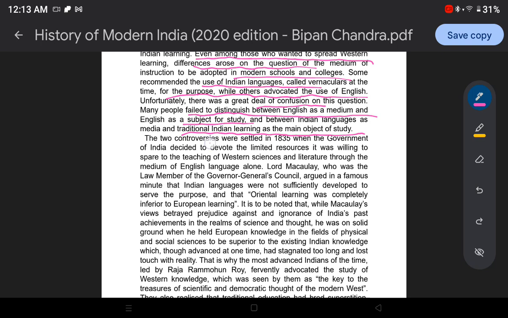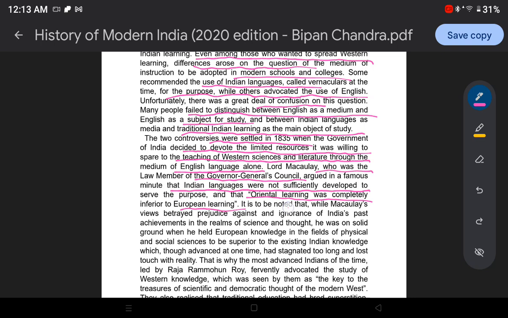The two controversies were settled in 1835 when the government of India decided to devote the limited resources it was willing to spare to the teaching of Western sciences and literature through the medium of the English language alone. Lord Macaulay, who was the law member of the Governor General's Council, argued in a famous minute that Indian languages were not sufficiently developed to serve the purpose and that Oriental learning was completely inferior to European learning.